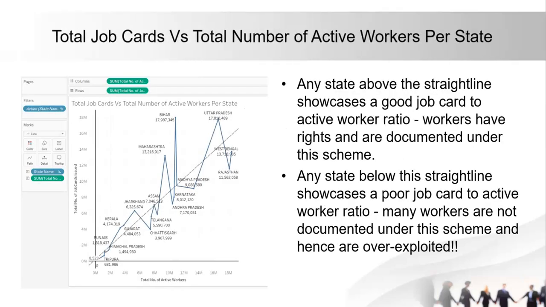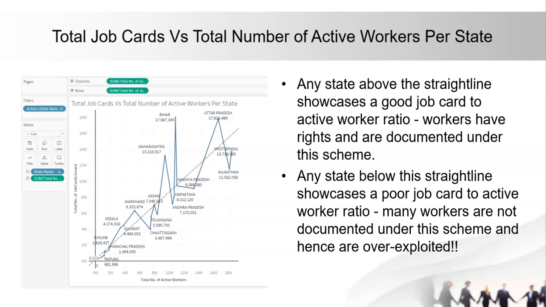Another case study that we can perform as to why NREGA failed was performing an analysis of the documentation work that occurred during NREGA's time. What documentation work, you might ask? Well, friends, I'm talking about the total job cards versus the total number of active workers per state.